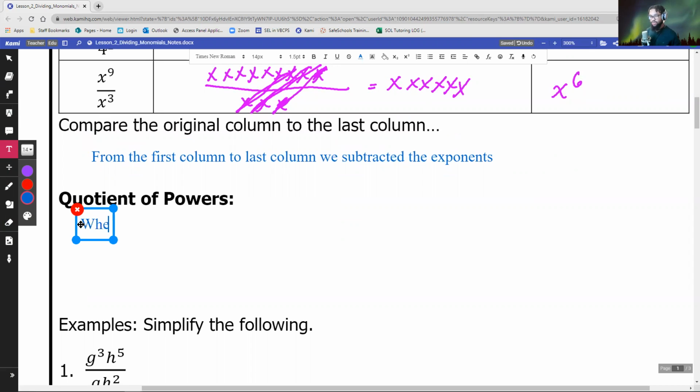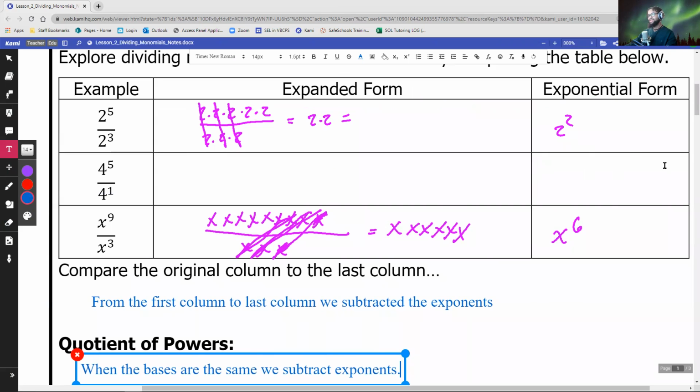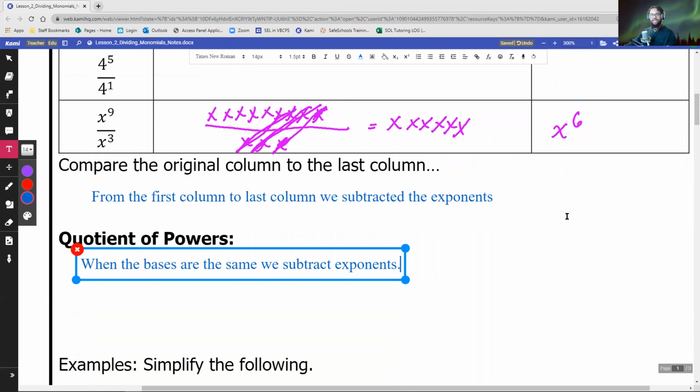And what that says is when the bases are the same, we subtract, oops, misspelled that one. When the bases are the same, we subtract exponents. All right, so I've written it out in expanded form in this middle column, and then I just wrote it out in short form over here. And we'll look at a couple more examples.